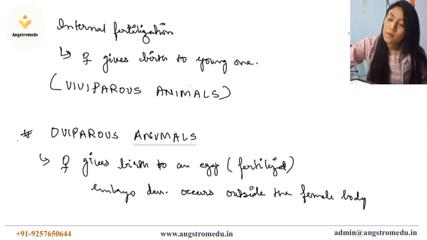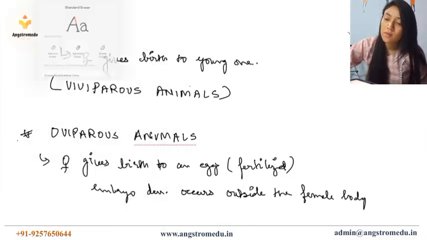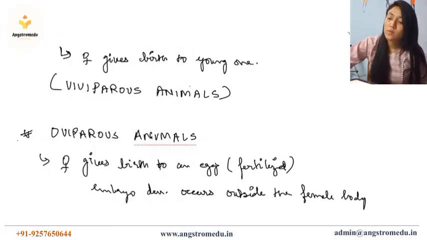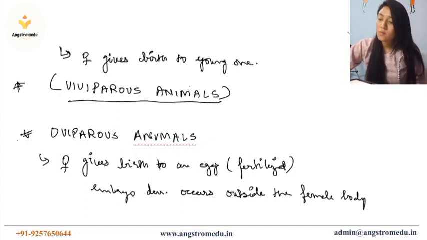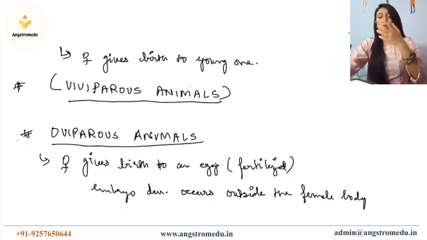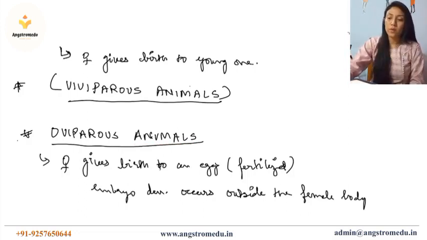For a clearer concept, you can remove this internal fertilization. It was one of the cases in internal fertilization. Otherwise, I was trying to give you an idea about these two terms, viviparous animals and oviparous animals. The details you'll be studying in the next session. This was framing a connecting link between the two topics.